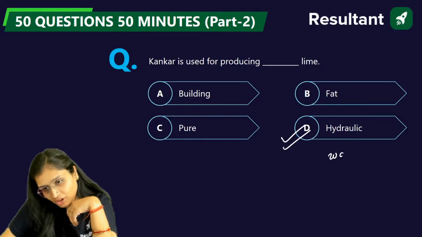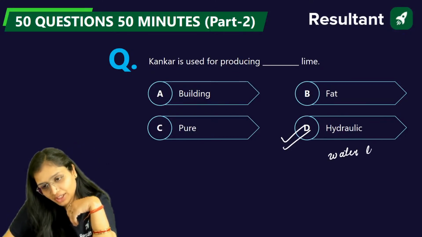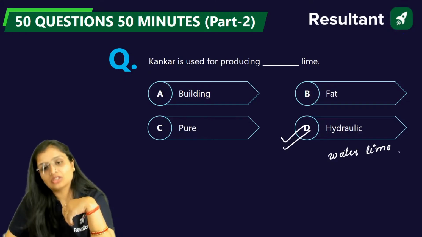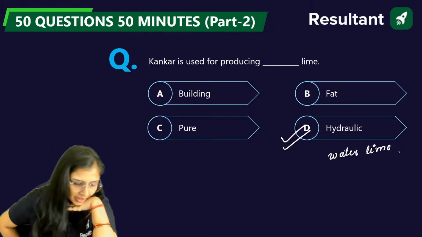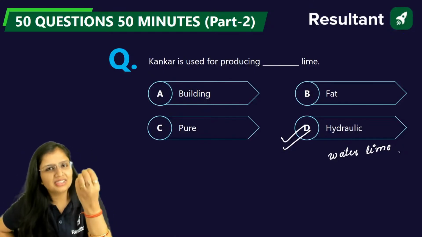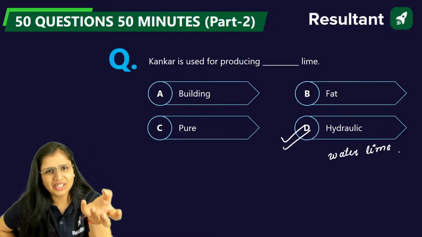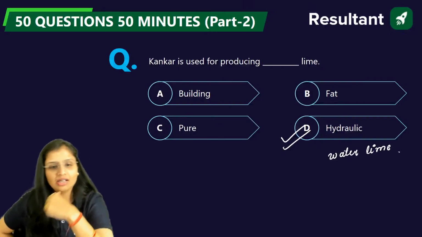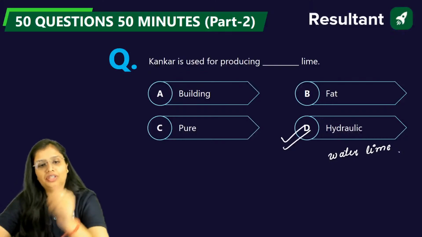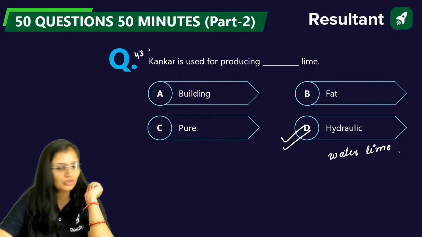Hydraulic lime का एक और नाम है. There's one more name for hydraulic lime, that is water lime. So concave is used for producing water lime, or you can say hydraulic lime. ठीक है. 30% silica, 5% alumina, iron की traces, these are present in this hydraulic lime. Clear? तो ये था 43. Last 7 questions to go.